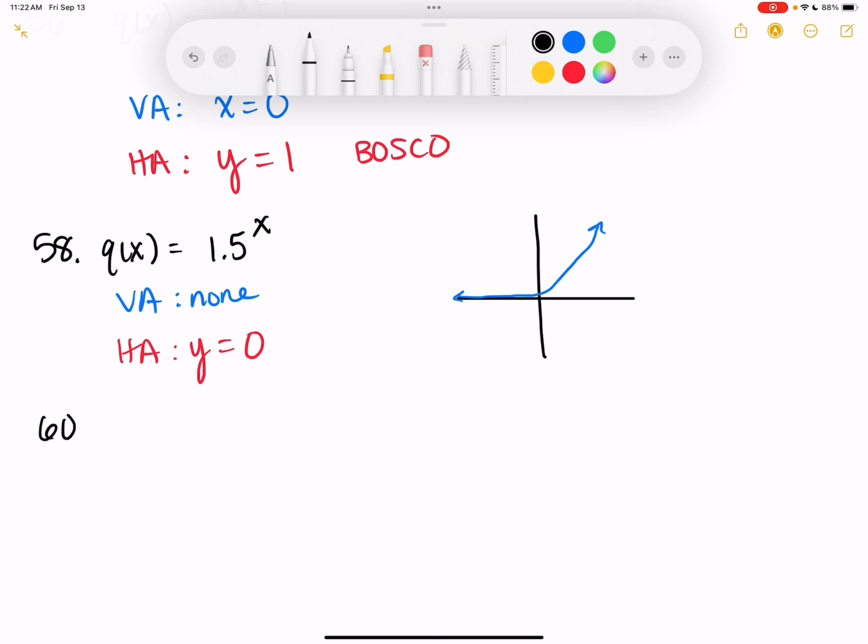Number 60. P of x equals 4 over x squared plus 1. So for vertical asymptotes, set the denominator equal to 0 and solve. So x squared plus 1 equals 0. X squared equals negative 1. Is there anywhere that x is going to be equal to 0? What happens when I take the square root of this? It's an imaginary number. So there are none.